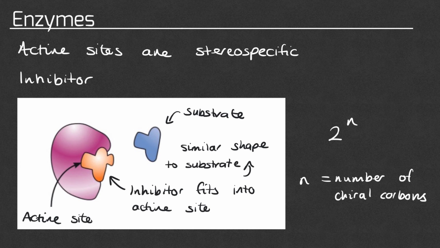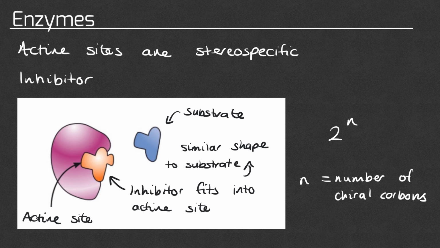Since the active site of an enzyme is very specific, it takes a lot of effort to find a drug which will fit into that active site. This is even trickier given that enzymes are stereospecific. It is not just the correct molecule which needs to be found, but the correct enantiomer.